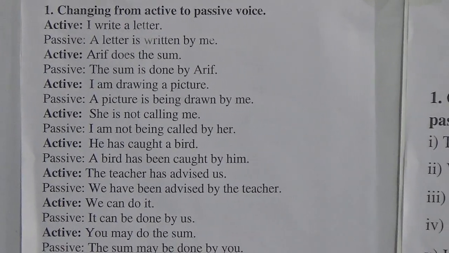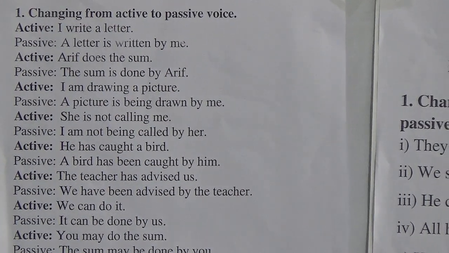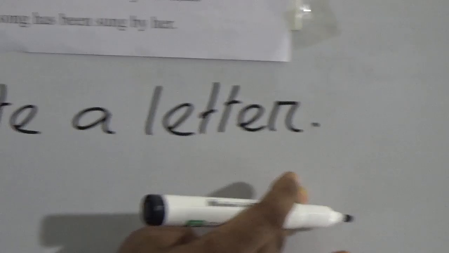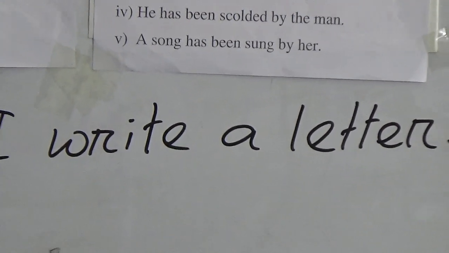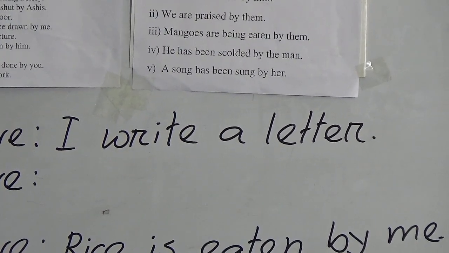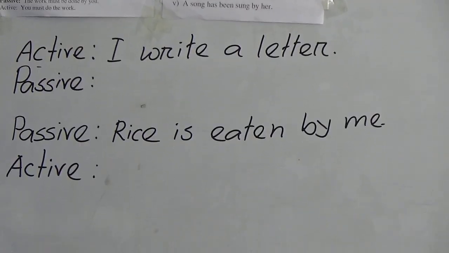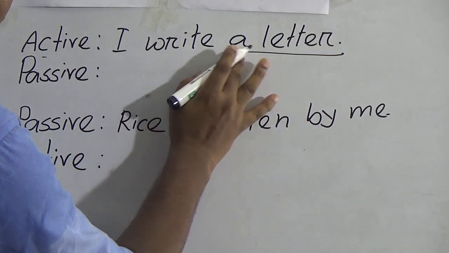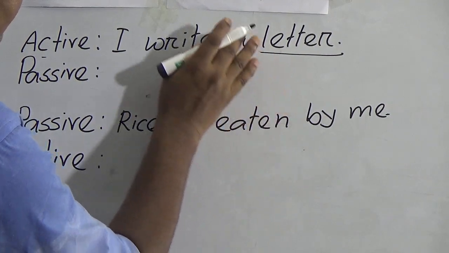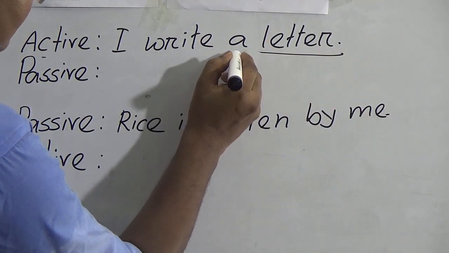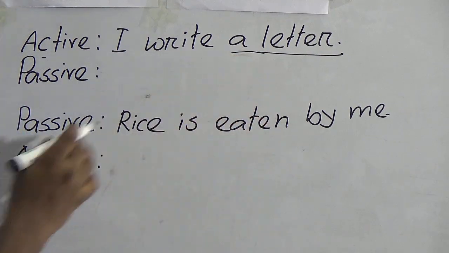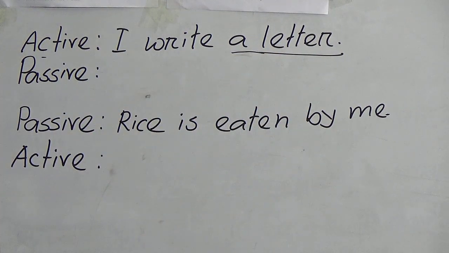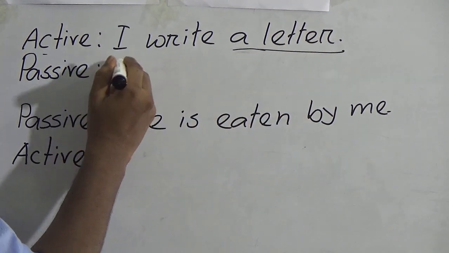Look at the board. I have written one example on the board. Active voice: I write a letter. Our first rule is object becomes subject. So what does I write? I write a letter. Many students make a mistake: they take letter. This is a mistake. You have to take a letter. So the object becomes subject: a letter.